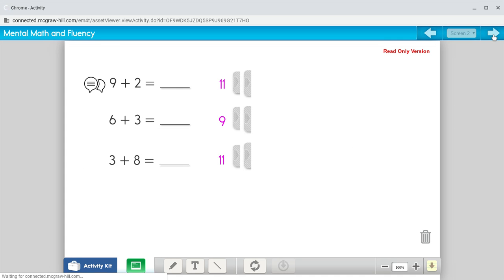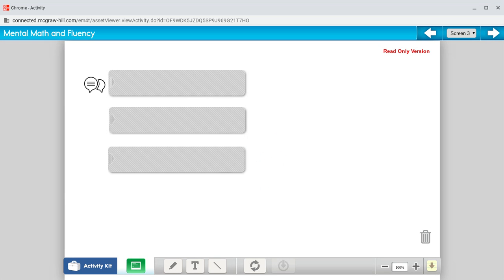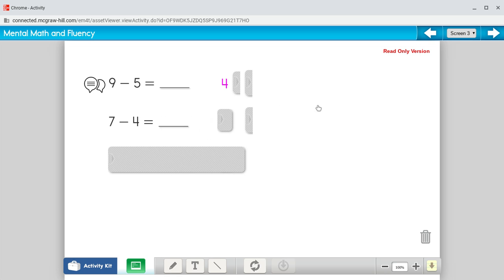And moving on to level 3. Here we go. 9 minus 5. Ooh, some subtraction. 5 plus what is going to give me 9? If you said 4, you found the difference. 7 minus 4. 4 plus what equals 7? Use those addition strategies to help you. If you said 3, you are correct.